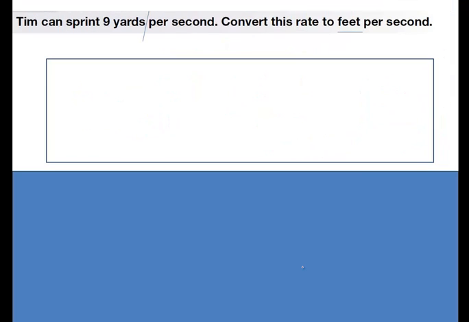Okay, let's try again. Tim can sprint 9 yards per second. So I like to go ahead and break that apart. See that slash right there? So I got 9 yards, and he can do that every second. All right, now convert this to feet. So we got to get to feet. Well, in order to do that, we're going to have to do a couple of conversions. But first of all, let's get rid of the yards.